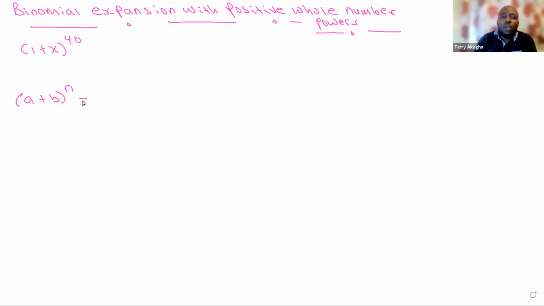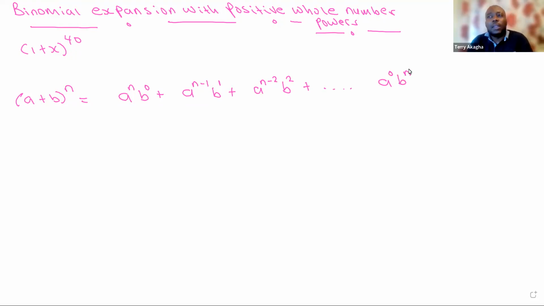Now, it still follows the same principle, okay? You're going to have a to the power n, like the previous video, and b raised to the power 0, plus a raised to the power n minus 1, then b raised to the power 1. As you keep on going, the power of the first one keeps decreasing, then plus a raised to the power n minus 2, b raised to the power 2, and you keep on going till you get a raised to the power 0, and b raised to the power n.